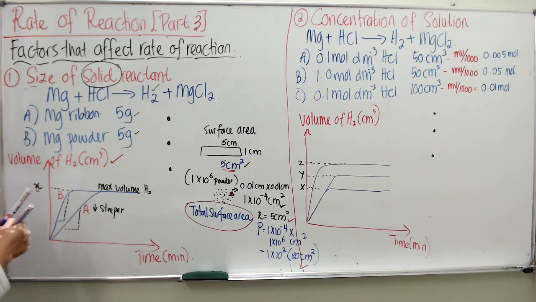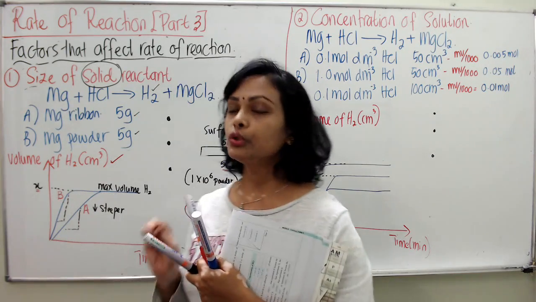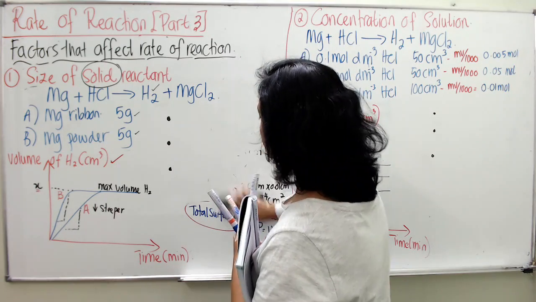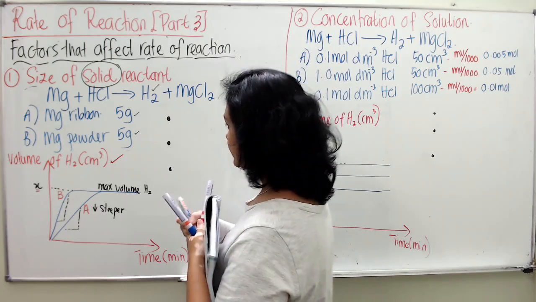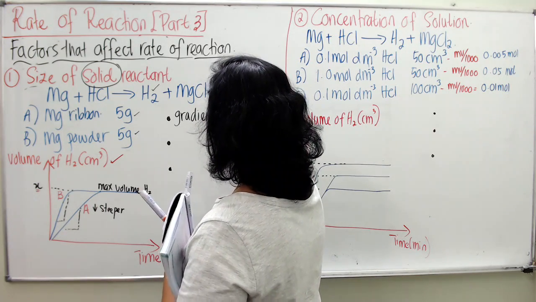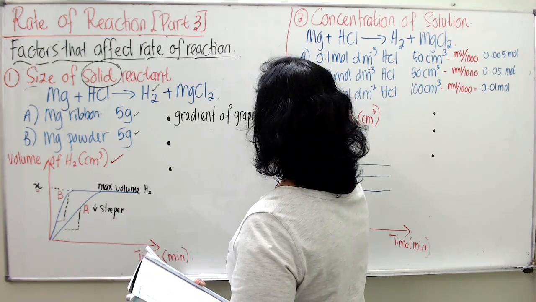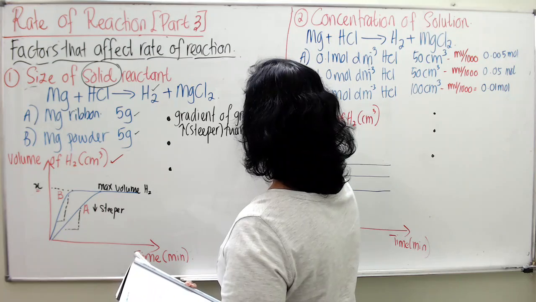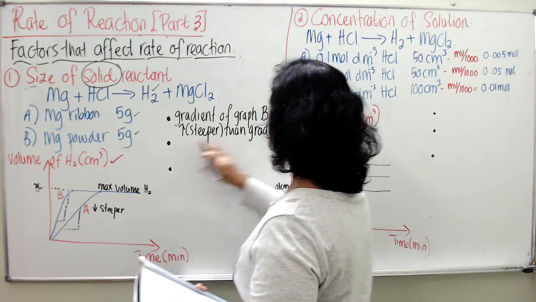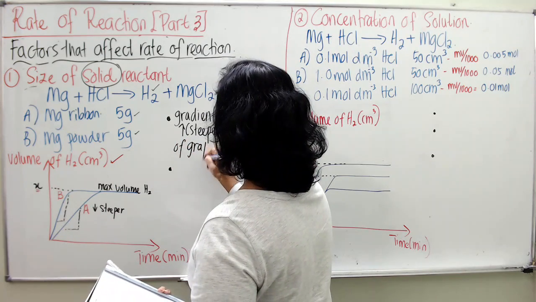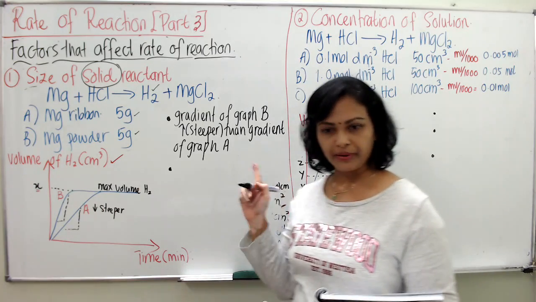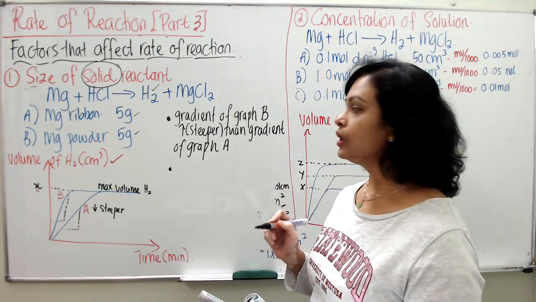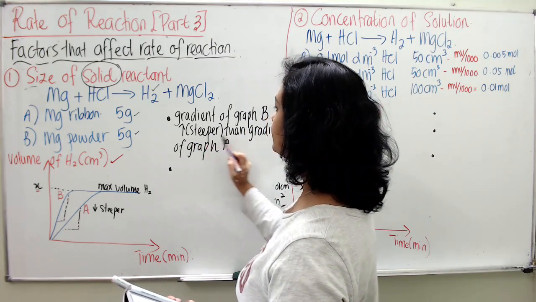Okay, because if you watch teacher's video in part 2, you will understand that gradient is equivalent to rate of reaction. So that is the reason why you can explain this way, which is gradient of graph B higher or steeper than gradient of graph A. Okay, so this is how you can explain even in essay question. So first you explain using the gradient. Why? Because gradient alias rate of reaction. Now gradient of graph B is higher or steeper than gradient of graph A.